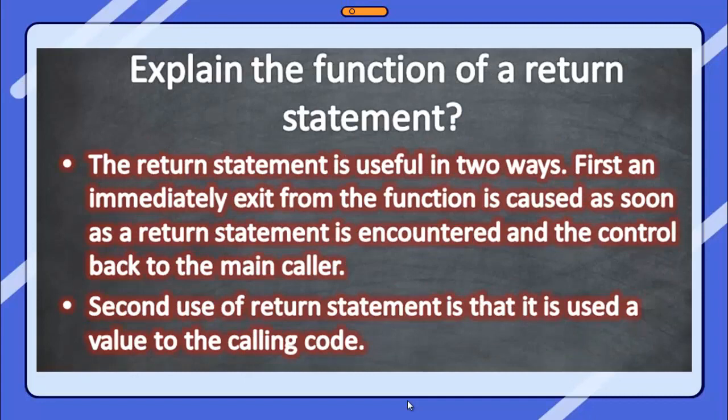Explain the function of a return statement. The return statement is useful in two ways. First, an immediate exit from the function is caused as soon as the return statement is encountered, and the control goes back to the caller. Second, it is used to return a value to the calling code. The return statement is otherwise called the function terminator.